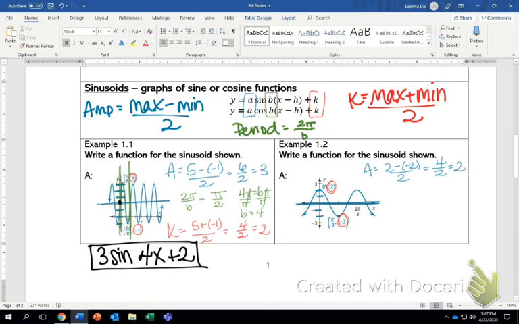All right, so I'm going to now start finding my b value. I'm going to draw my line on the y-axis, and I'm going to follow my function until I start to repeat myself, and I end up at this 2 pi over 3. So I'm going to write this as 2 pi over b is equal to 2 pi over 3.